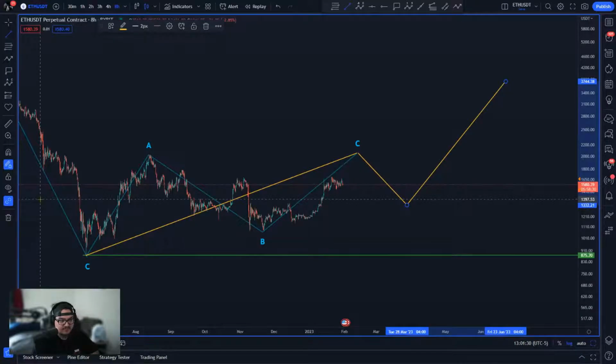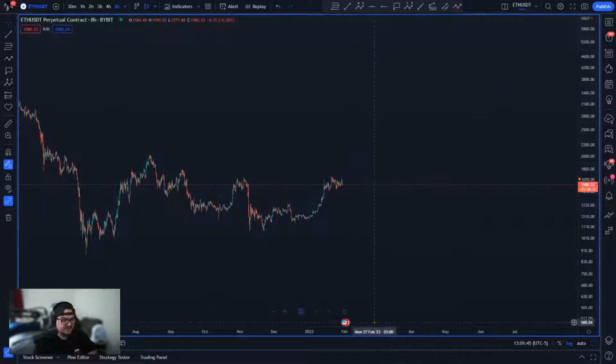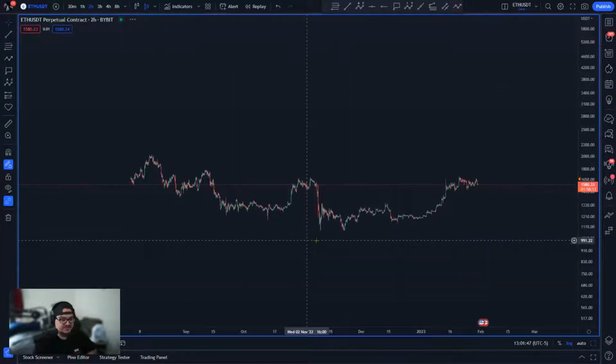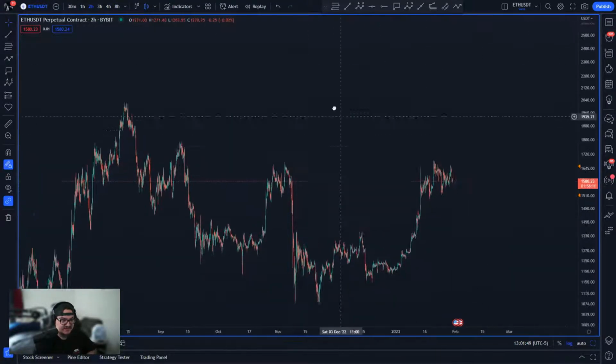But either we can make the argument that we're coming down lower, we're just making a larger structure before reversing, or this is the bottom and we're just slowly making our way up to the upside. So now that we're done with the larger perspective, let's go ahead and zoom in on what's been going on now.